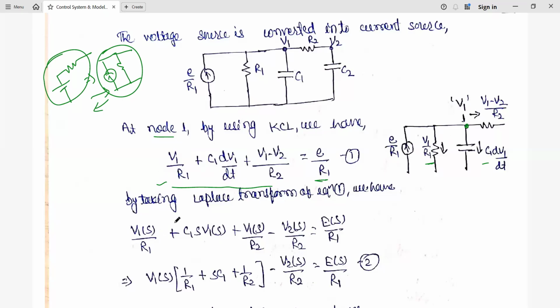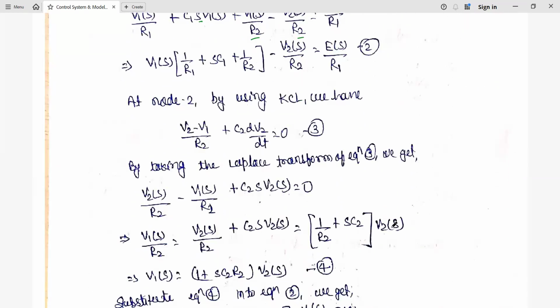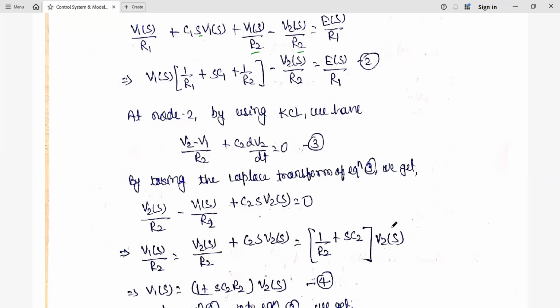So V1 becomes V1 of S, similarly d by dt is taken as S, and V1 is V1 of S. Similarly for V1 minus V2 upon R2, we can write separately V1 of S by R2 and V2 of S by R2. Similarly for E, the Laplace transform is E of S. So now we can rearrange so that we have V1 of S separately and V2 of S separately. After rearrangement we get equation 2.